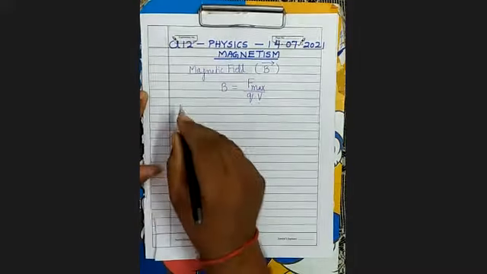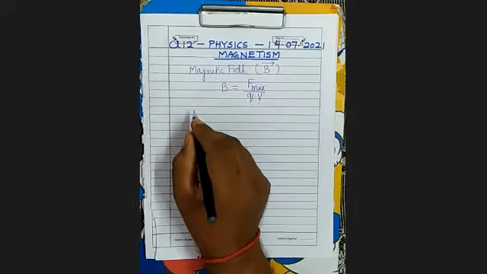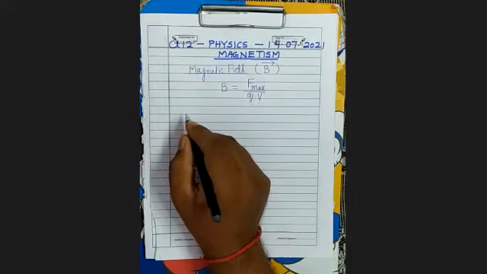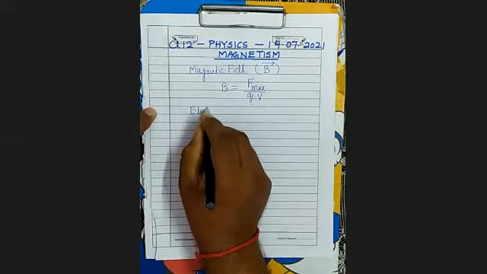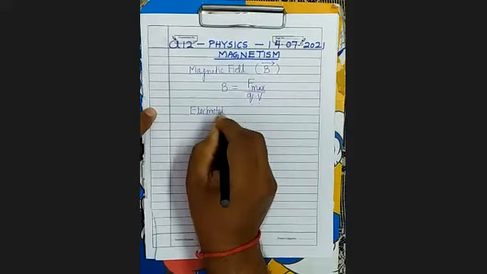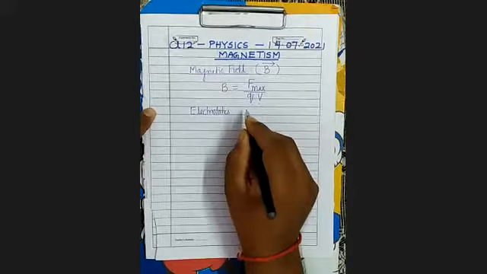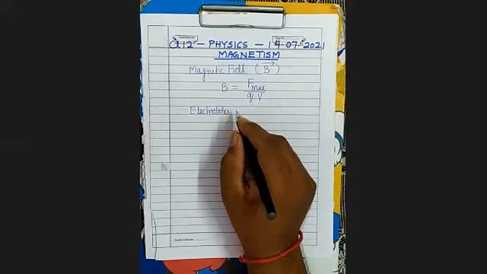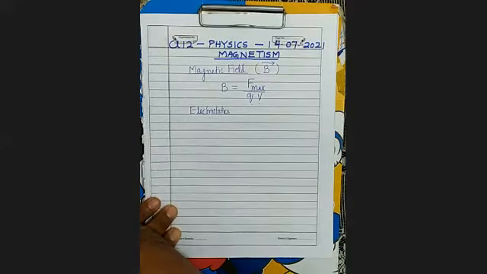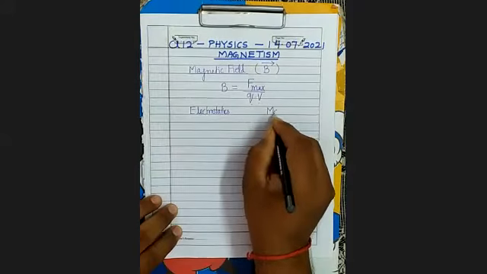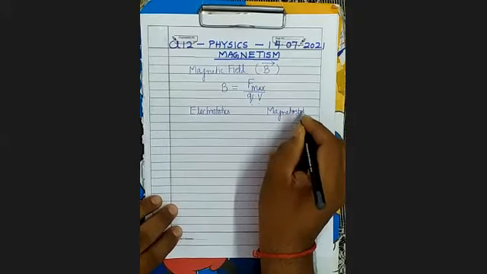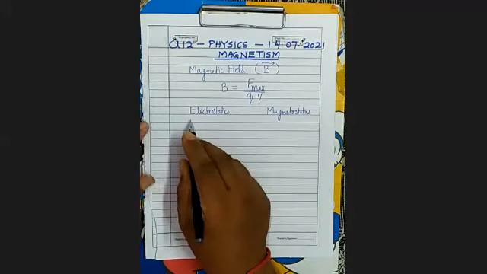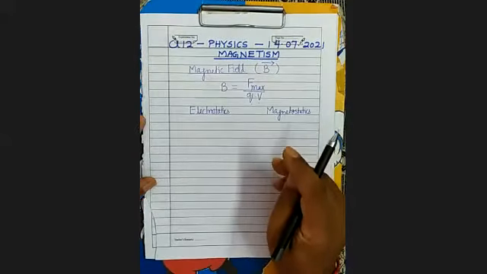Now today we will start the similarities and differences between electrostatics and magnetostatics. This is very, very important for building the concept of magnetism. See here, electrostatics and magnetostatics, means statics of electric field, statics of magnetic field.